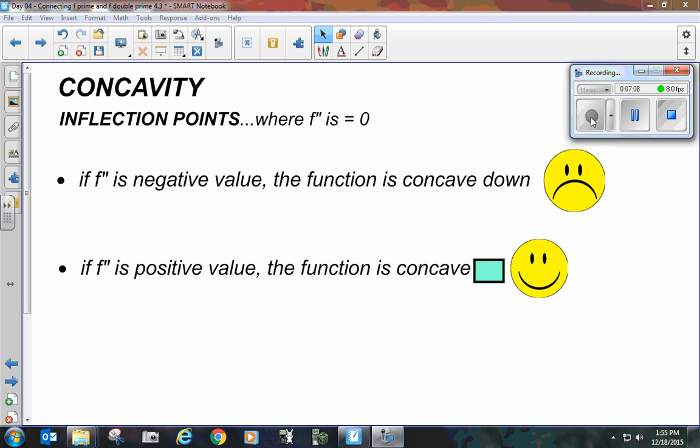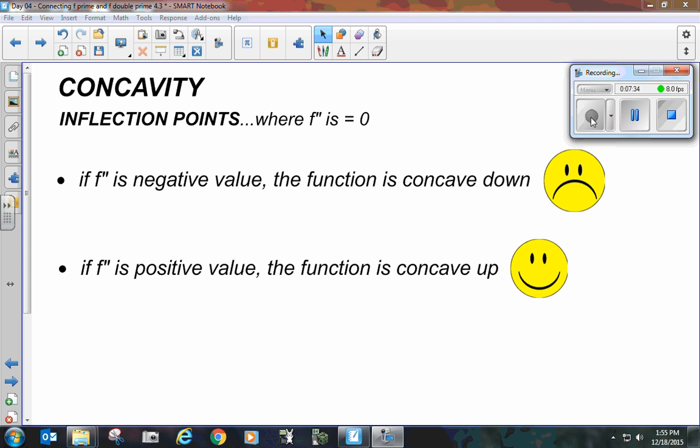Because not everything we draw is a straight line. You should draw a sad face to remind you. And if the second derivative is positive, the function is concave up. That's the smiley face. Okay? So we're going to start graphing some things where you're like, wow, I had no idea I can graph that without a calculator. You can, people, you can.